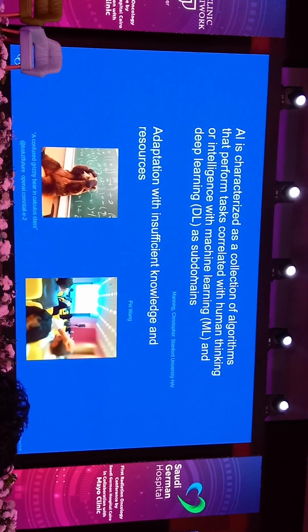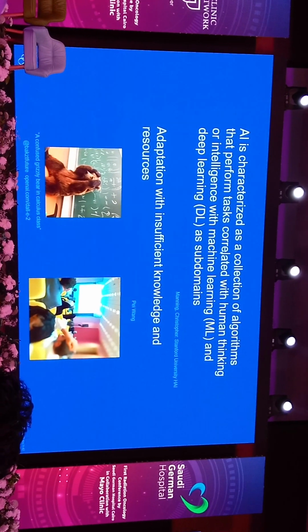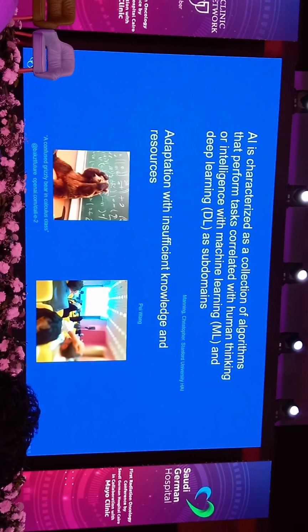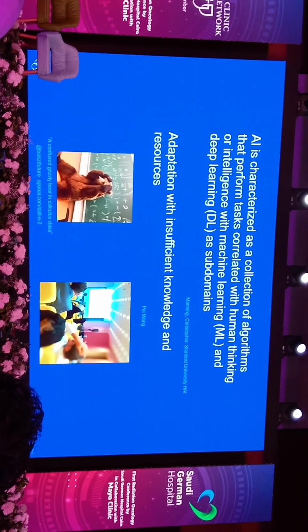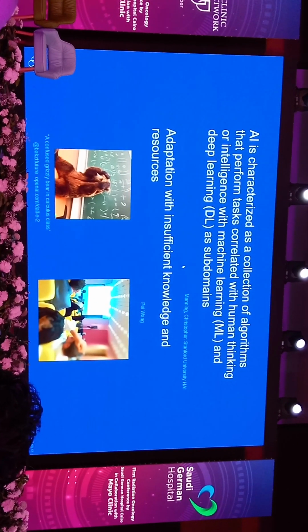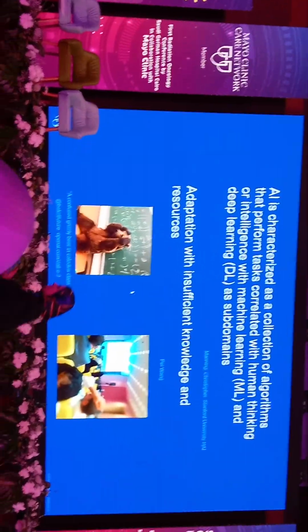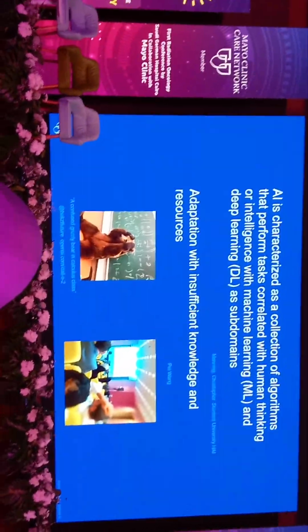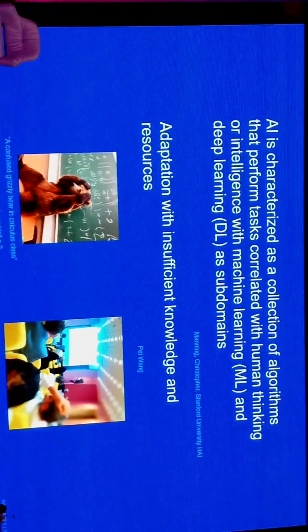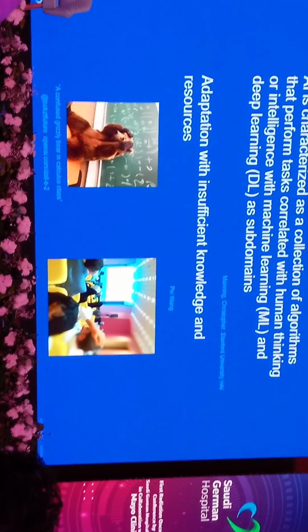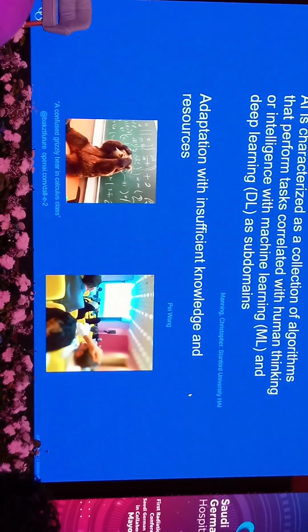So AI is characterized as a collection of algorithms that perform tasks correlated with human thinking or intelligence, with machine learning and deep learning as subdomains. And this is another example that you may have played around with, DALL-E and DALL-E 2, where you can give text and generate an image. This was an image I generated of an auditorium at the Saudi German Hospital in Cairo undergoing a lecture where the majority of the participants were falling asleep. And this is what the computer drew up based on that text.